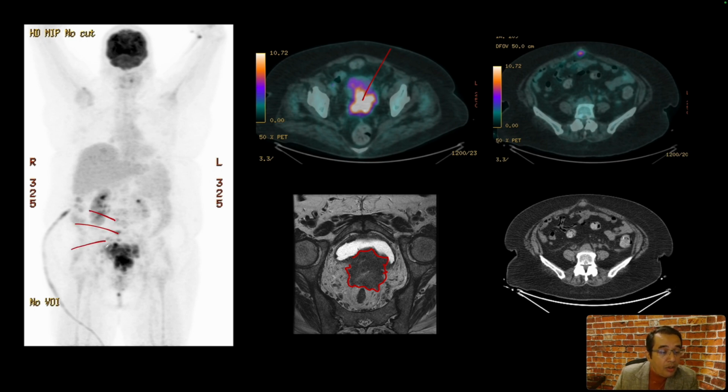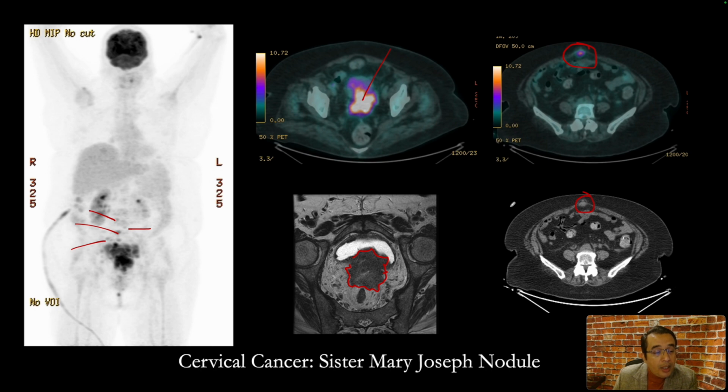All of these tiny foci suggest metastatic disease. And the interesting finding is the nodule at the umbilicus here. This is the soft tissue density, which is hypermetabolic. And this is known as the Sister Mary Joseph nodule, an eponymous finding of metastatic disease to the umbilicus from an abdominal primary.